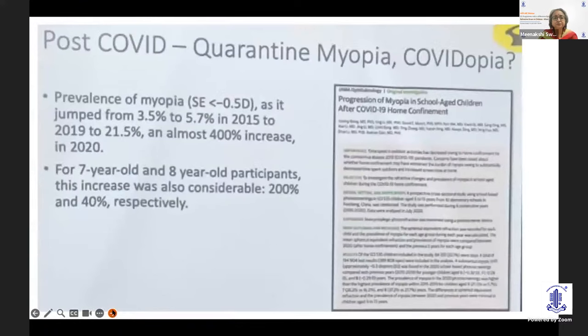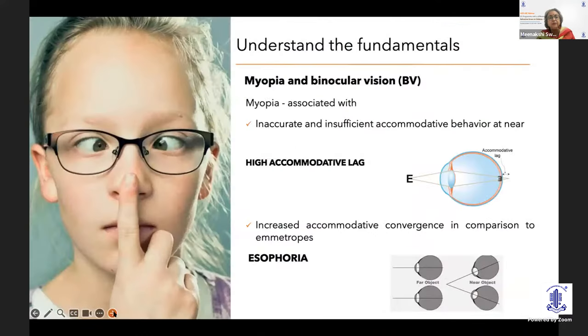All right. Now, how do we know this? This is important because there is even a term called COVIDopia, because post-COVID, because of the quarantine, there was a huge increase in the incidence of myopia, right?